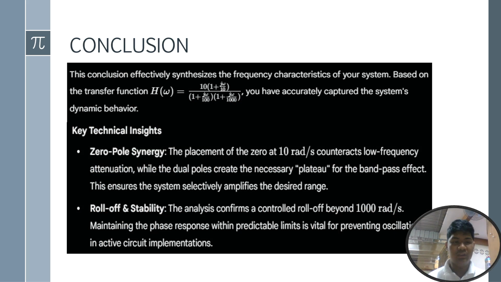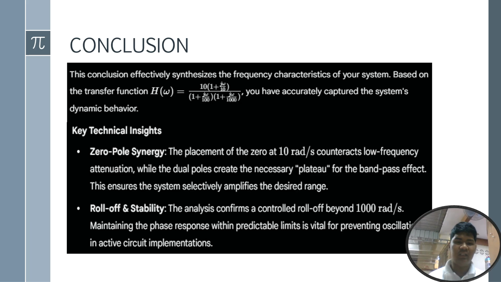For the conclusions, these conclusions effectively synthesize the frequency characteristics of your system. Based on the transfer function, H omega equals 10 multiplied with (1 plus j omega per 10) divided by (1 plus j omega per 100) multiplied with (1 plus j omega per 1000), you have accurately captured the system's dynamic behavior.